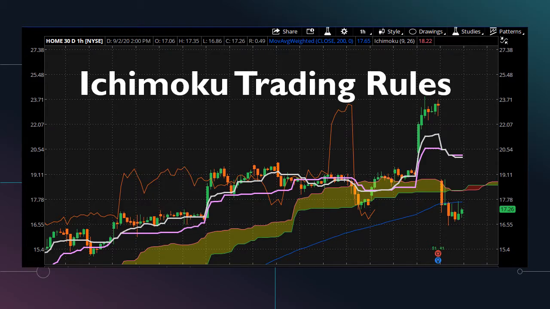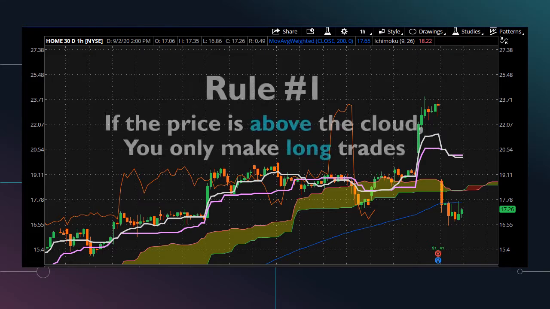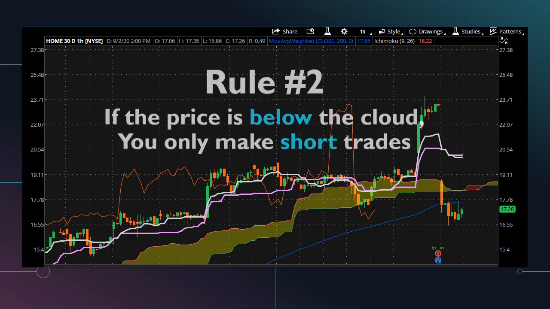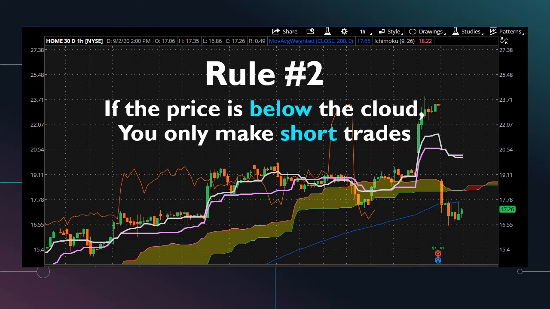Now that you know what the Ichimoku indicators look like, let's see how they can be used to develop some trading rules. Rule number 1 is pretty simple. If the price is above the cloud, you can only make long trades. A long trade is one where you expect the price to rise. Rule number 2, if the price is below the cloud, you can only make short trades. A short trade means you're expecting the price to go down.